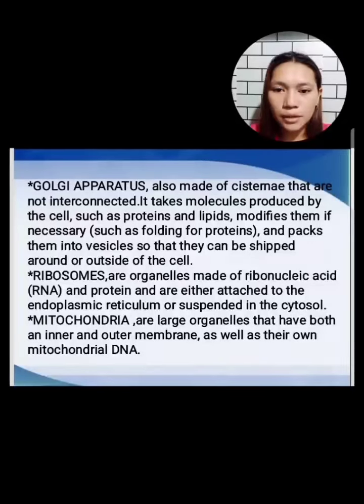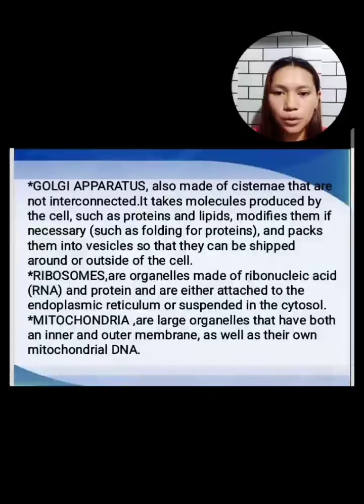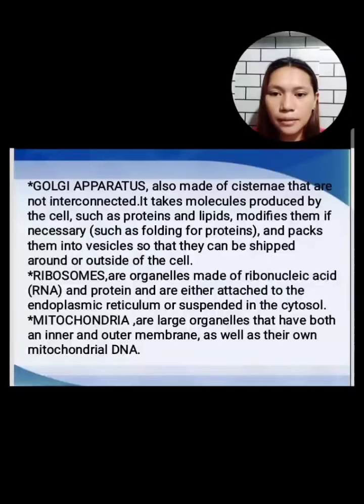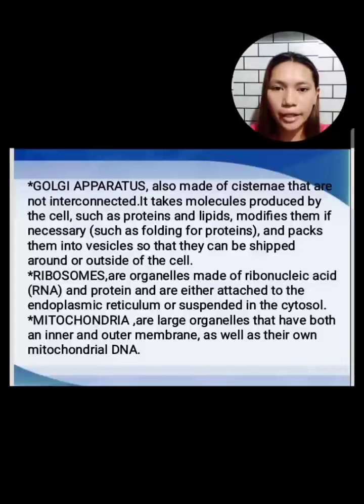Next, ribosomes are organelles made of ribonucleic acid and protein and either attached to the endoplasmic reticulum or suspended in the cytosol. Next, mitochondria are large organelles that have both an inner and outer membrane as well as their own mitochondrial DNA.